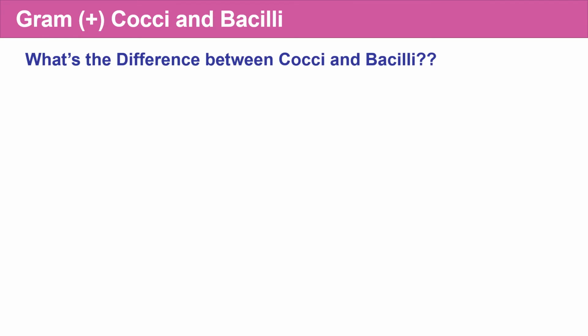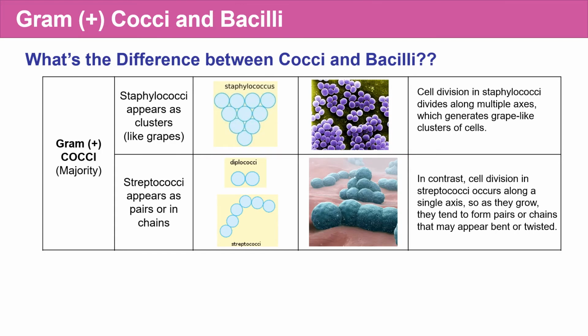So what's the difference between these two? Well, let's talk about the gram-positive cocci, which form the majority of the group. Staphylococci appear as clusters or grape-like structure. You can see the picture of the staph all clustered together. Now this is because when cell division occurs in staph, it divides along multiple axes, and this generates these grape-like clusters of cells.